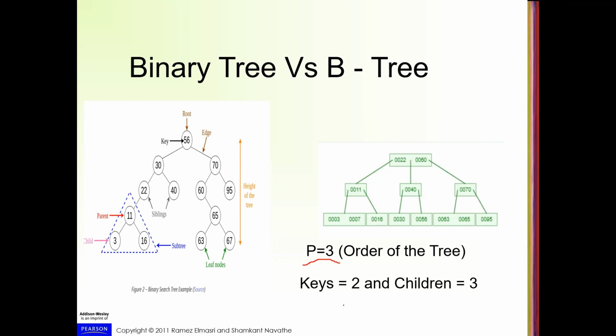So P is very important for us. When P is going to be 3, the number of keys will be P minus 1. The number of keys will be P minus 1.